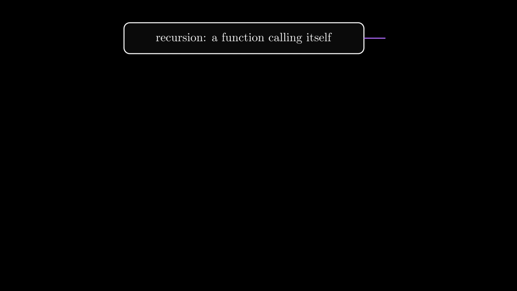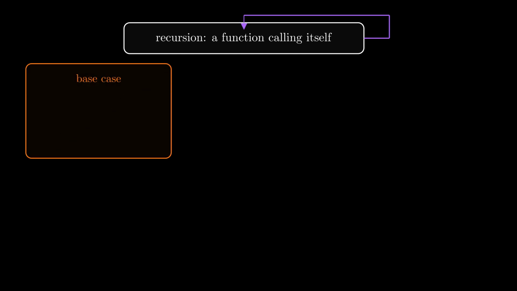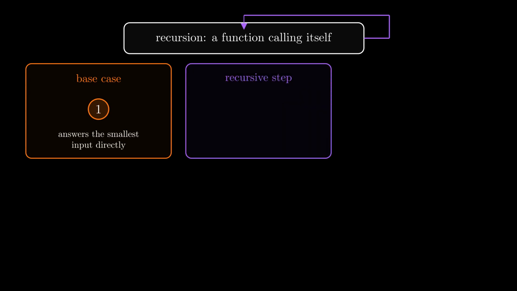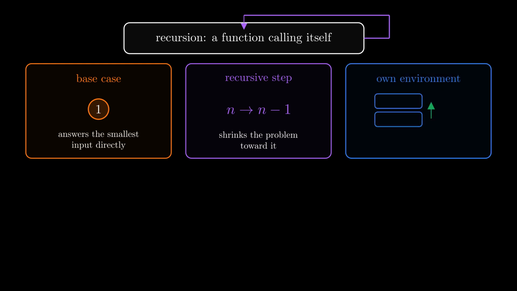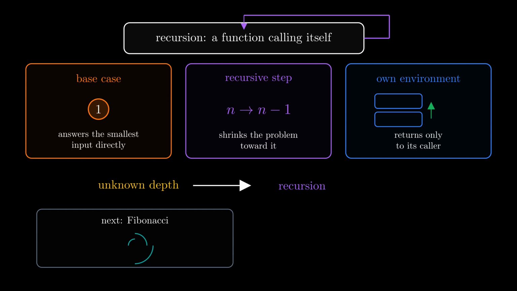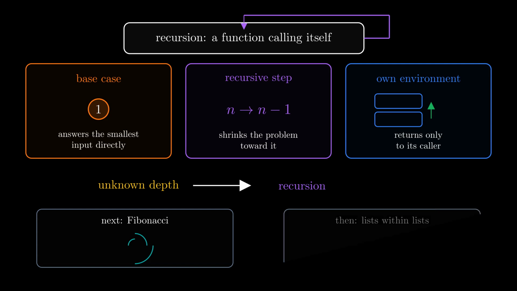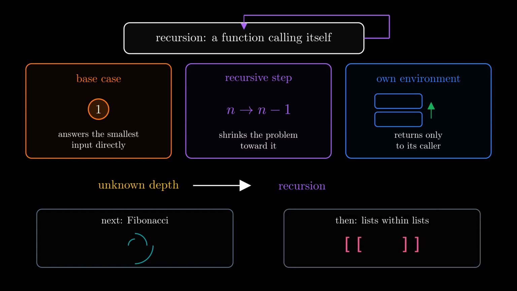Recursion then is a function calling itself. A base case answers the smallest input directly. A recursive step shrinks the problem toward it, and every call runs in its own private environment, returning only to its caller. When the depth of a problem is unknown, recursion is the natural tool. Next lecture recaps recursion with the Fibonacci sequence, then applies it to lists within lists within lists. Nesting of unknown depths, a perfect problem for recursion.